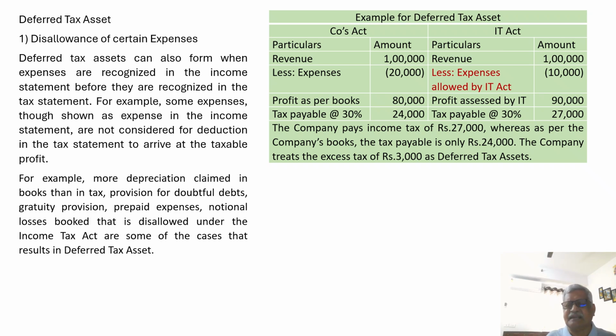Now let us go to the IT Act. Revenue 1 lakh less expenses allowed by IT Act is 10,000 as against 20,000 claimed in the books of account. So profit assessed by the income tax is 90,000. Tax payable at the rate of 30% works out to 27,000. The company now pays income tax of 27,000, whereas as per the company's books, the tax payable is only 24,000. The company treats the excess tax of 3,000 as deferred tax assets.